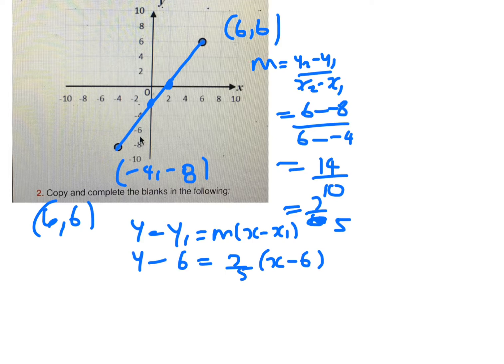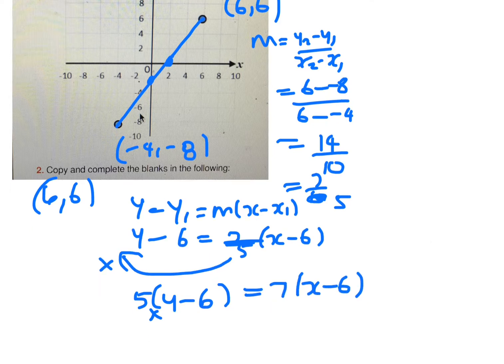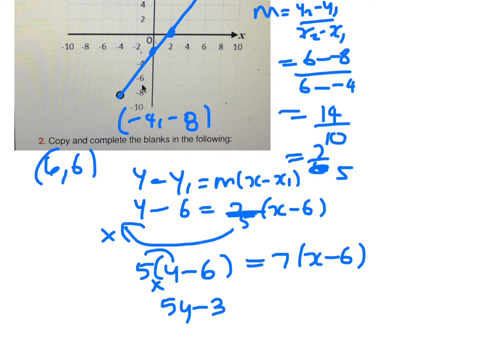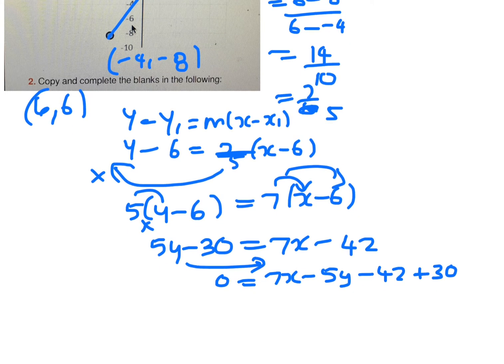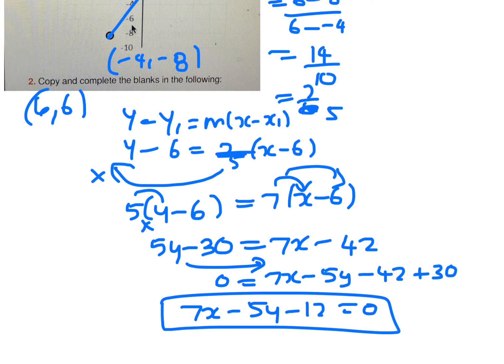Now, I do have a way that I like you to do it: you bring that 5 up there. So therefore that would be 5y. See how it's times 5? You move it to the other side and you get times it on the other side. It just makes for a neater equation. Then that would be 5y minus 30 equals 7x minus 42. And then I like to bring it all to the one side. So it's 7x minus 5y minus 42 plus 30, which is 7x minus 5y minus 12 equals 0.